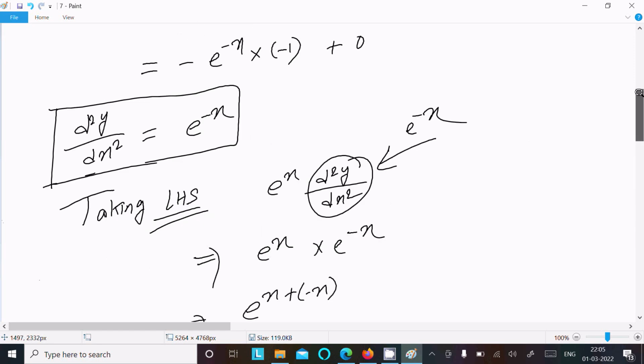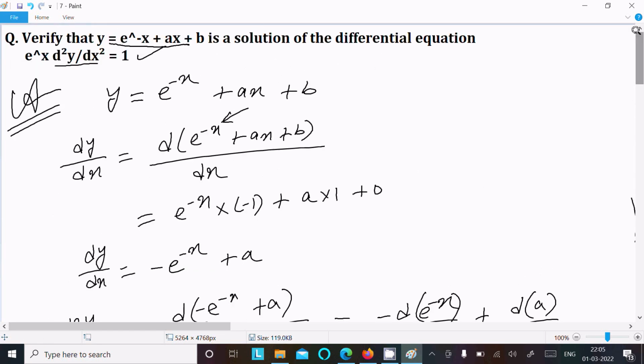If you want, then you can write here the given y is a solution of this differential equation e power x, second derivative equal to 1.